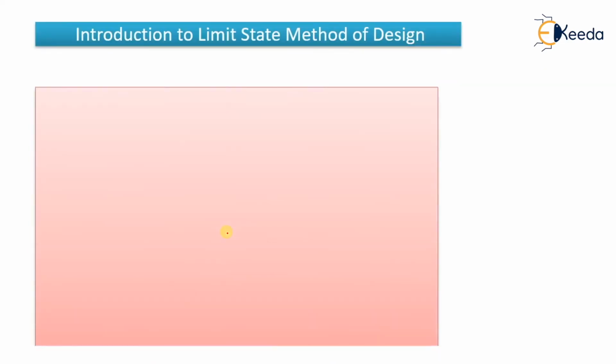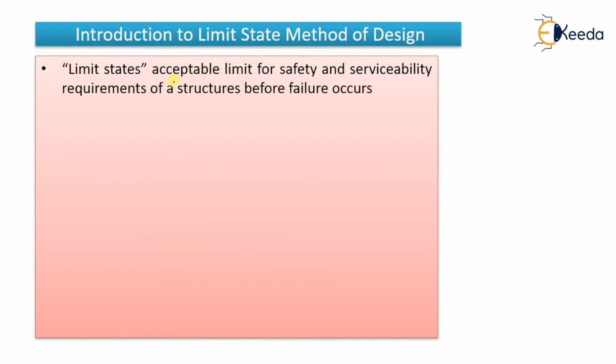Now again, what is limit state? There is another definition. It is the acceptable limit for safety and serviceability requirements of a structure before failure occurs. As I told you, safety and serviceability criteria. Safety means strength. Serviceability, I have told you, there are 3 points: vibration, then we have cracking, I just told you in the previous slide, and the third one will be what? The vibration, cracking, and deflection or deformation. You can write deflection or deformation.